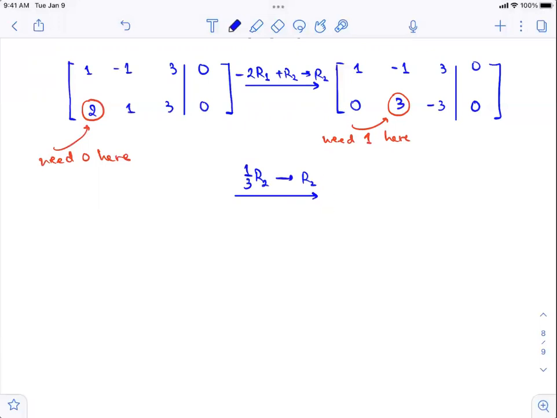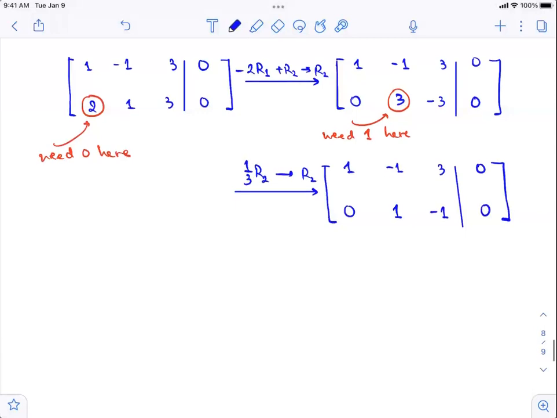Again, we didn't make any changes in row 1, so row 1 remains the same. So this is 1, -1, and 3, 0. And this is 0. So the next, for this entry, 3 times 1/3 is 1. And -3 times 1/3 is -1, equal to 0. Now you have the leading one in the second row, which is good.